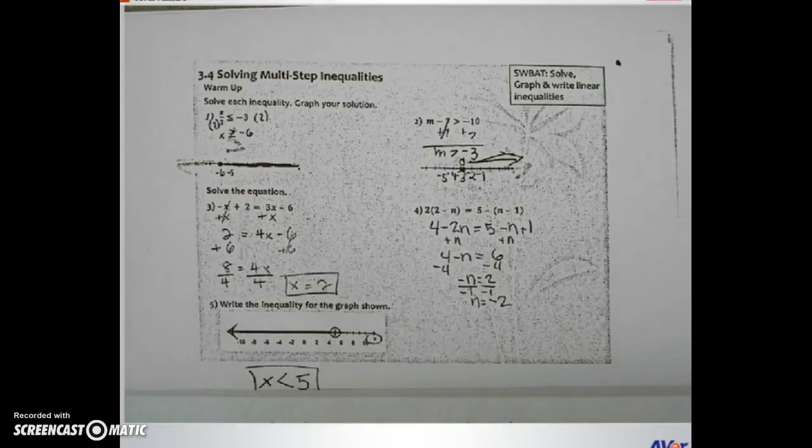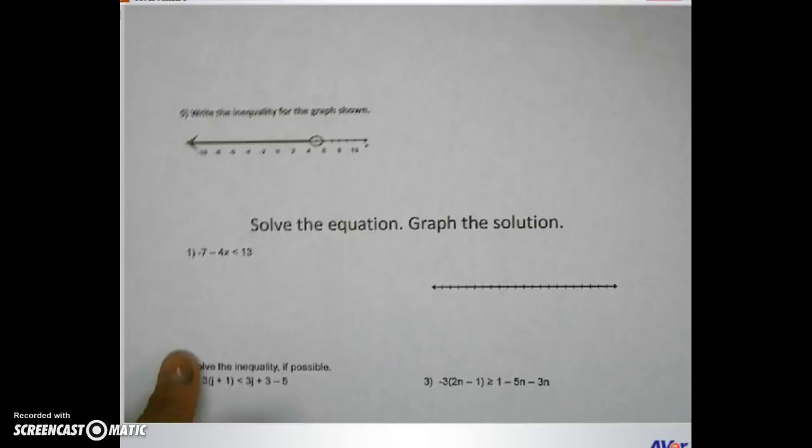These were the results from the warm-up that we did earlier, so if you didn't get that, make sure you press pause and check your work there. Our goal for today is to solve, graph, and write linear inequalities. So let's begin.